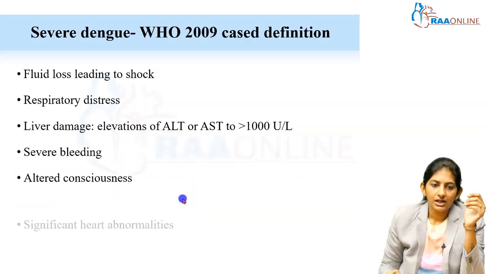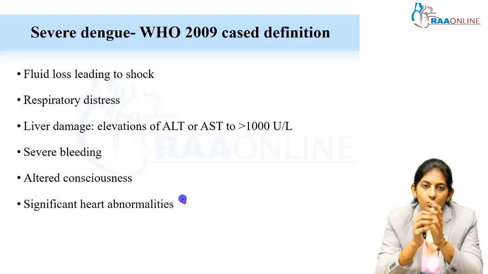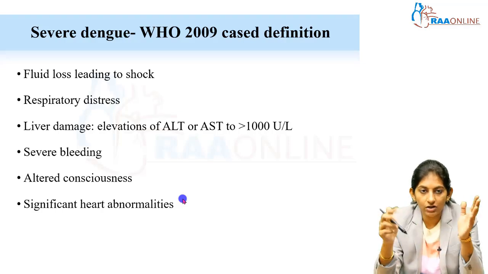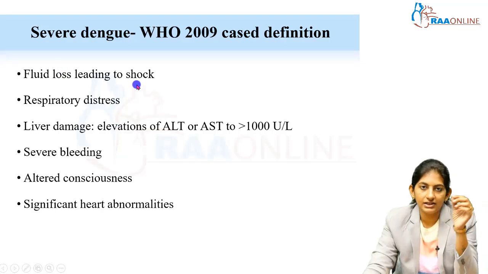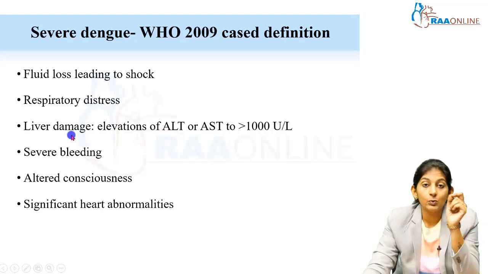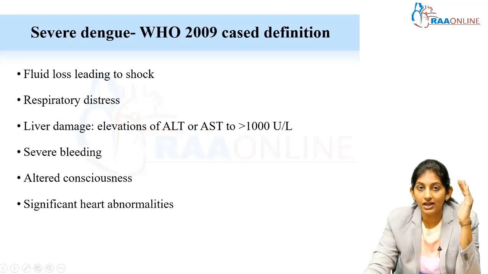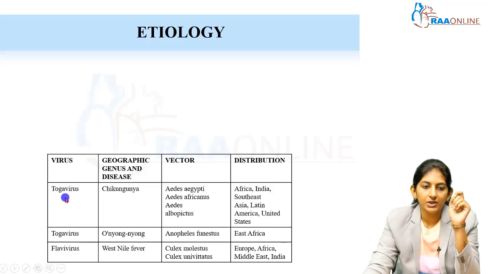We'll move forward. The WHO in 2009 came up with the term severe dengue. Severe dengue means it can involve any of these. If the child has dengue and has shock, it is labeled as severe dengue. Dengue fever with respiratory distress, dengue fever with liver damage: when you do the liver function test, if the AST and ALT are more than 1000 units per liter, it is severe dengue. Severe bleeding, altered consciousness or any significant heart abnormalities, if any of these criteria is fulfilled, it means there is severe dengue.